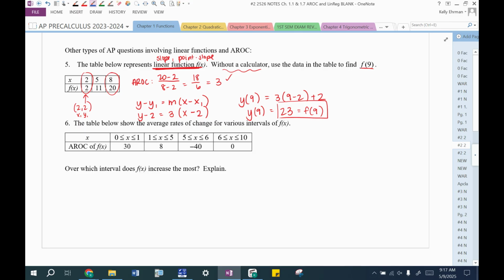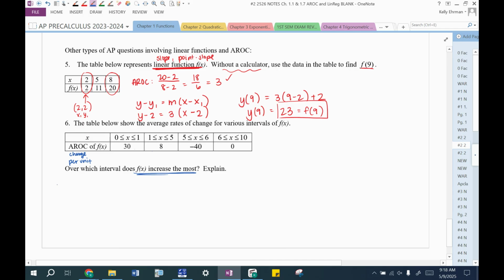All right, last question. The table below shows the average rates of change for various intervals of x. So this is the AROC of f of x, or sometimes they say it's the change of f of x, but we have to be careful here because this AROC is per unit. So this means that the slope, like if we're looking for over which interval does f of x increase the most, it's like, well, duh, 30 is the highest number, so that's it.